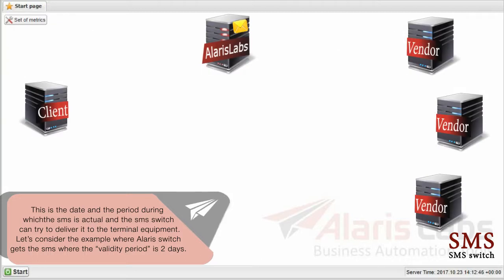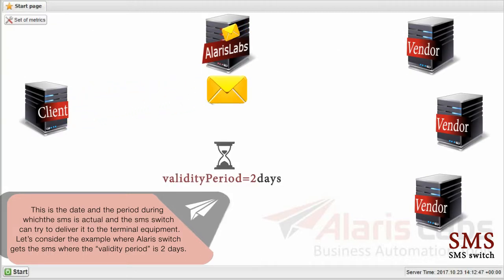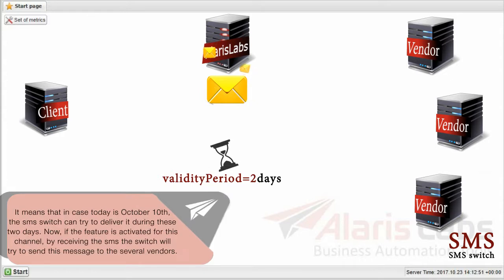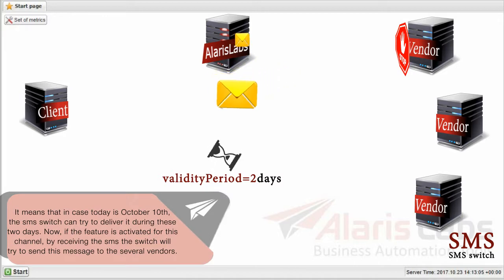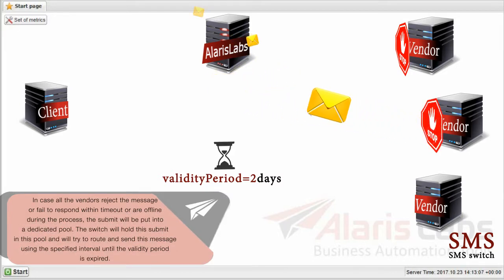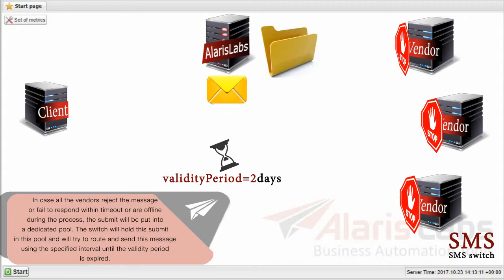Let's consider the example where the SMS switch gets an SMS where the validity period is 2 days. It means that in case today is October 10th, the SMS switch can try to deliver it during these 2 days. Now, if the feature is activated for this channel, upon receiving the SMS, the switch will try to send the message to several vendors. In case all the vendors reject the message, fail to respond within timeout, or are offline during this process, the submit will be put into a dedicated pool.